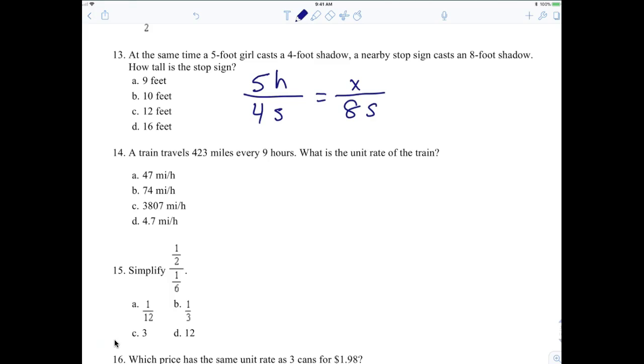Now this is something I would expect you to just look at and tell me the answer. So it would just be what? 10. Right? Well, we would say 10 what? Feet. 10 feet. All right, 10 feet.